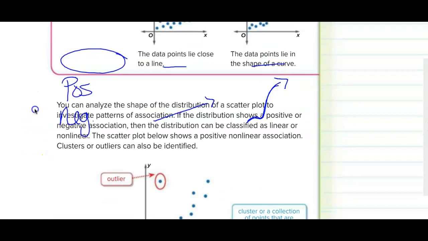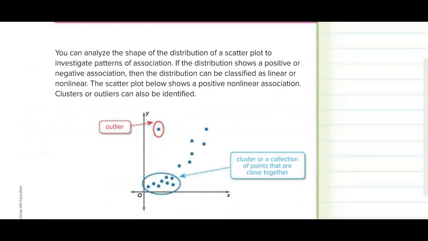You can analyze the shape of the distribution of a scatter plot to investigate patterns of association. So if the distribution shows a positive or negative association, then the distribution can be classified as linear or nonlinear, which is what I just talked about. The scatter plot below shows a positive nonlinear association, and it also has clusters or outliers that can be identified.